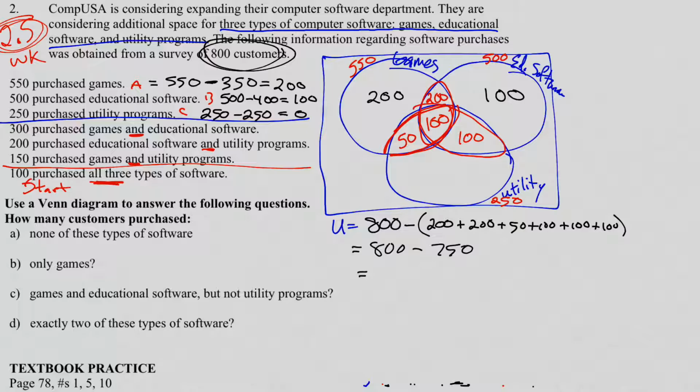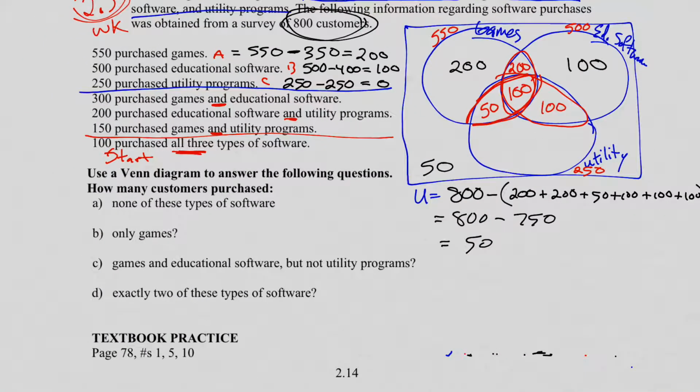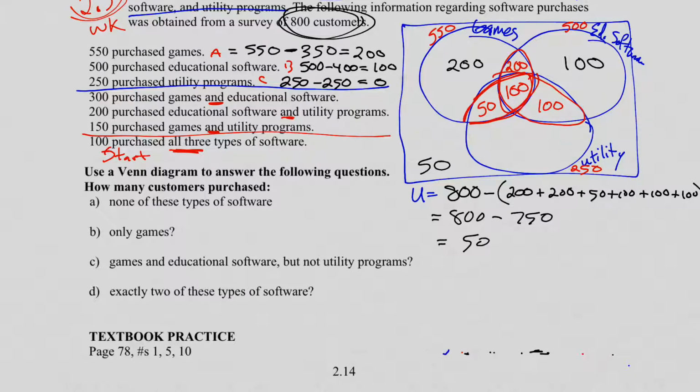And that's going to be a remainder of 50. So 50 is going to go out here. And now that this thing is complete, we can answer any question that is given to us. The first question is, how many customers purchase none of these types of software? That is outside all 3 circles, or region 8. And you just have to look, and it's 50.